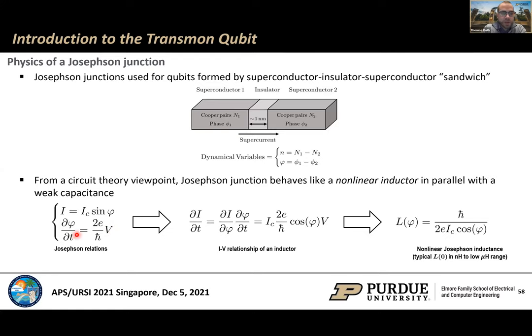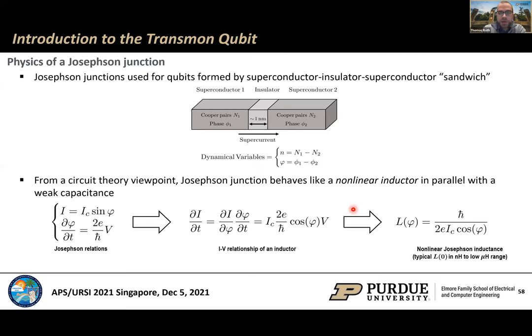So we can just do some simple calculus with this, take the time derivative of the current, and get this result from plugging in from these Josephson relations. And what we see is we can rearrange this and we have the IV relationship of an inductor, essentially due to this tunneling physics that exists. And the important thing is that this inductance is nonlinear. It's very nonlinear, and it's nonlinear based off of, again, that phase variable, which is like the time derivative of the voltage.